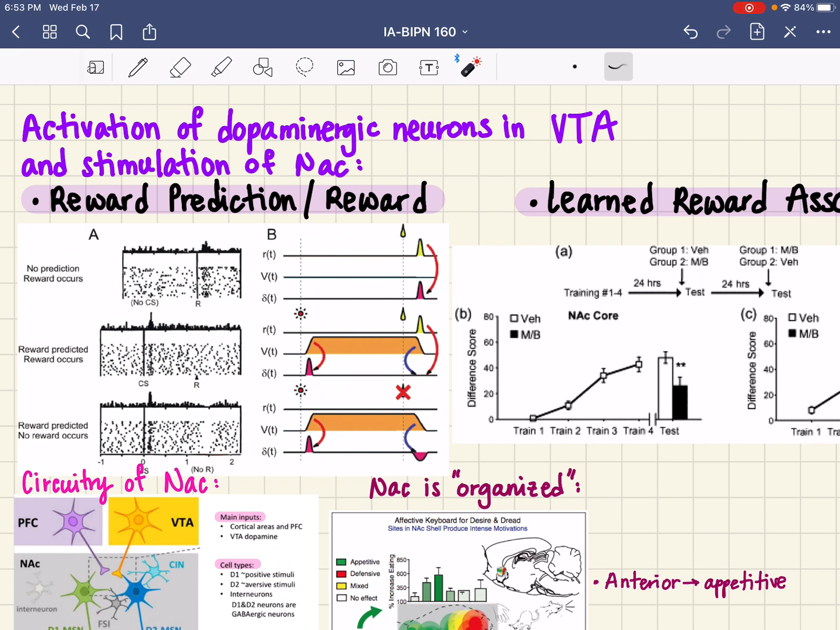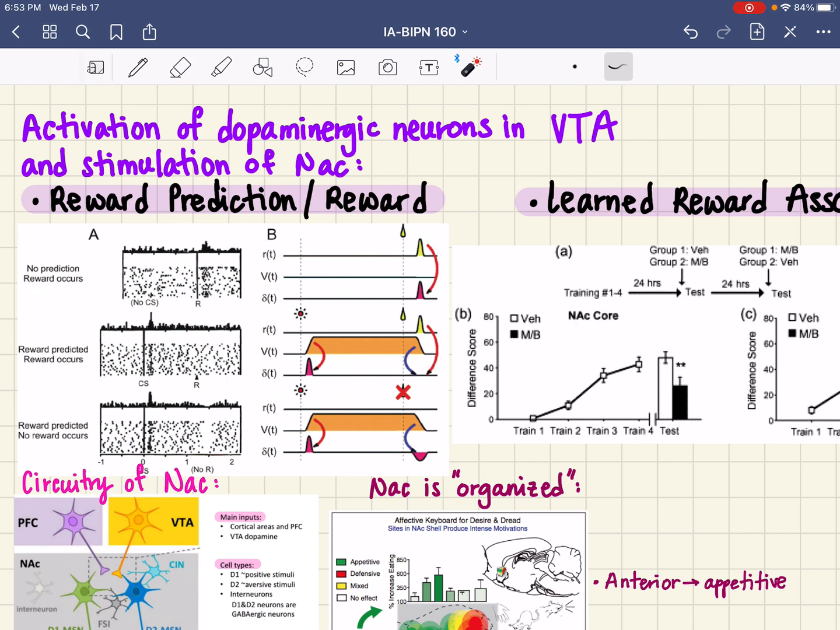Because you see how over time, yes, these VTA neurons were being activated for the reward itself, but after the mouse understood that it can predict when the reward is going to happen, this activation of the VTA over here stopped happening because it would happen much earlier, right after the signal was given. Okay, so this indicates reward prediction.